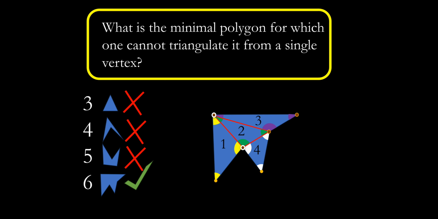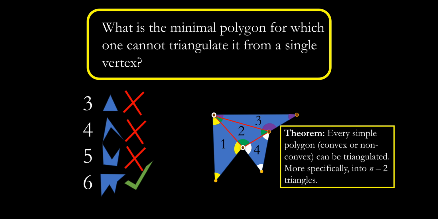To sum things up, here's an important theorem that concludes the general case of the interior angle polygon sum theorem. Every simple polygon, convex or non-convex, can be triangulated, more specifically into n-2 triangles.